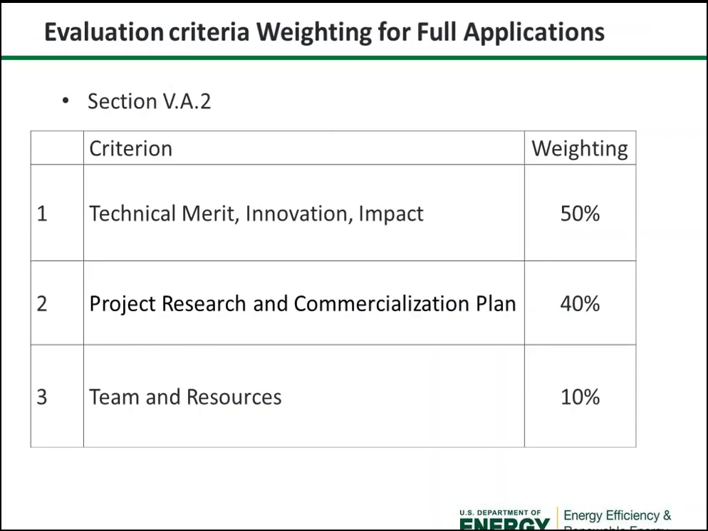So here are the evaluation criteria for the full applications. So the first criteria is technical innovation, technical merit, innovation, and impact. Half of the score. Then it's the project research and commercialization plan. It's 40% of the total score, and then the team and resources is 10%. And again, this is laid out in the FOA itself.